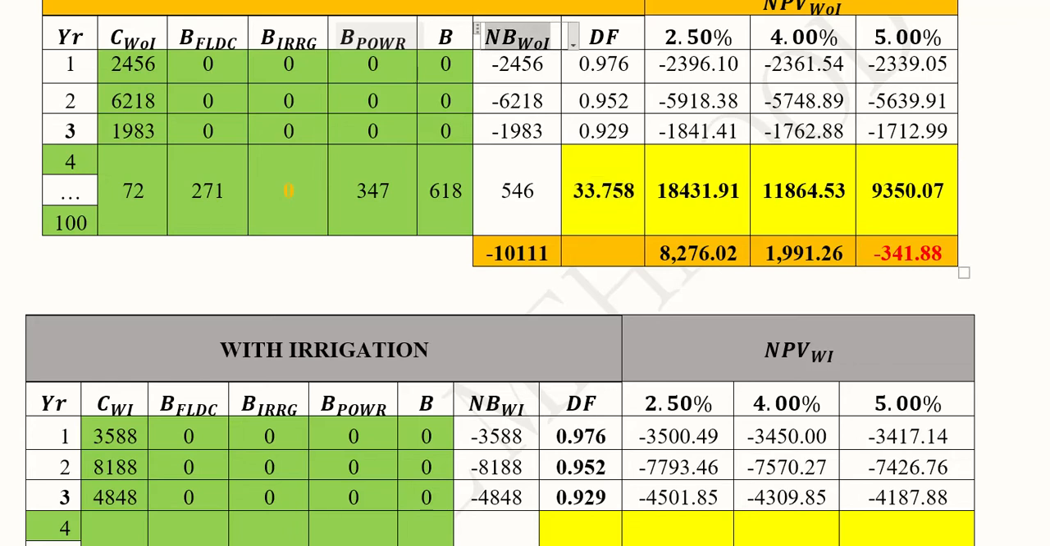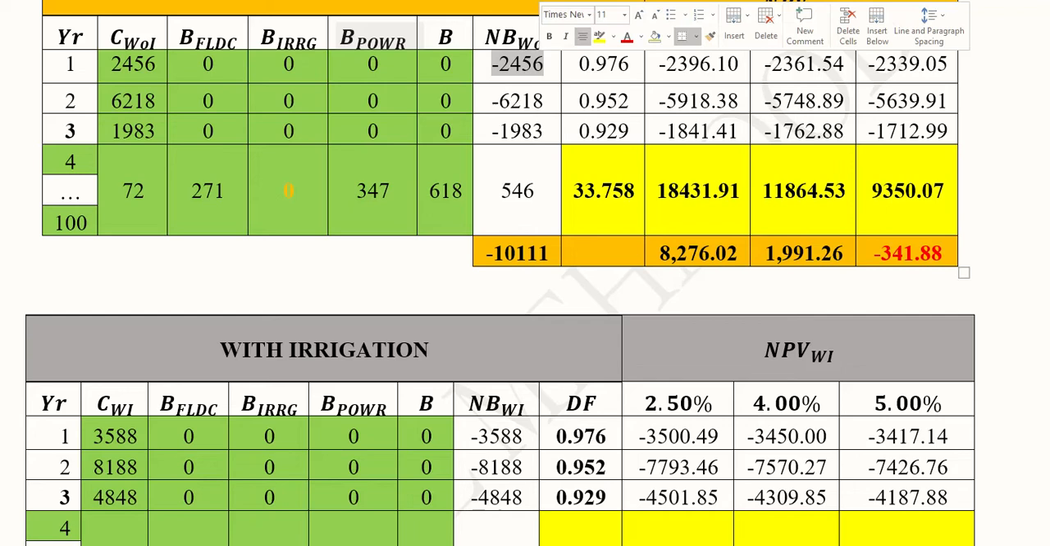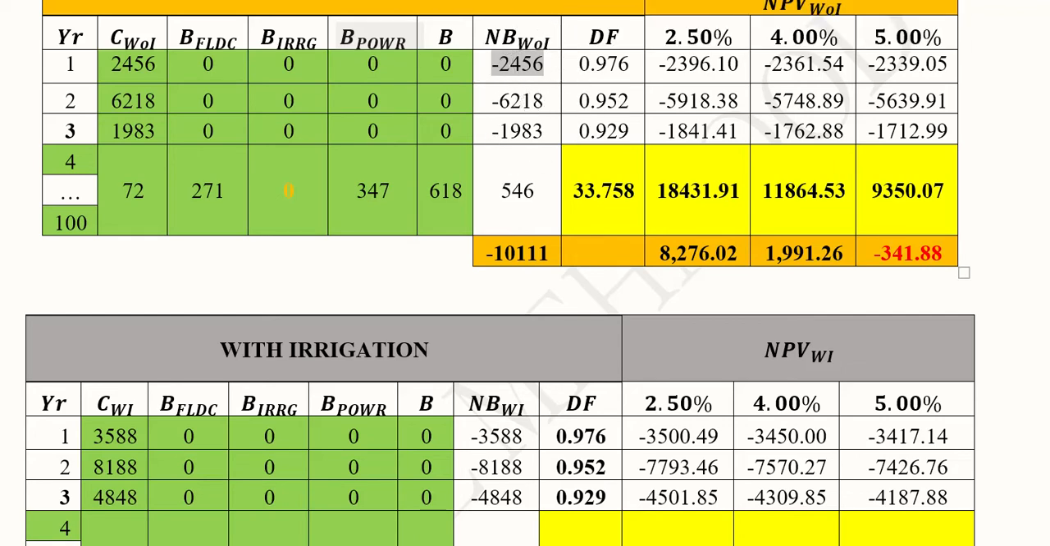Now the net benefits can be found by taking the difference, and here we are, 0 minus 2456 will give us the net benefits, and again net benefits, and so on. So this is the overall value which is here. Definitely it's a negative value, an undesirable thing, but we are not going to rely on the undiscounted net benefits. We will bring the discounting factor, and then we will do this. This is 2.50, and this is the NPV at 2.50 discount rate.